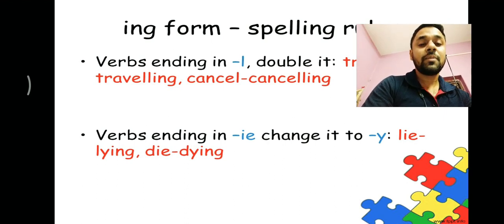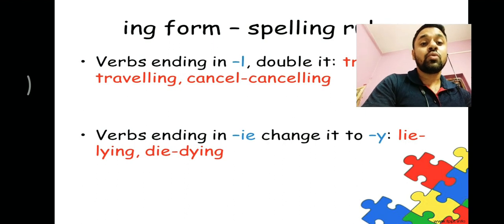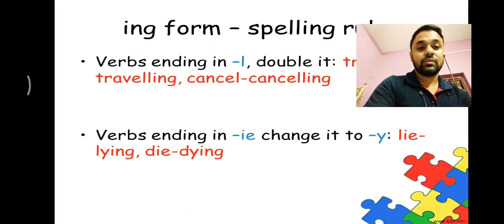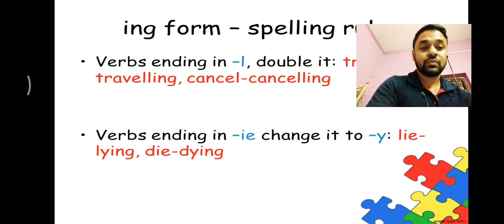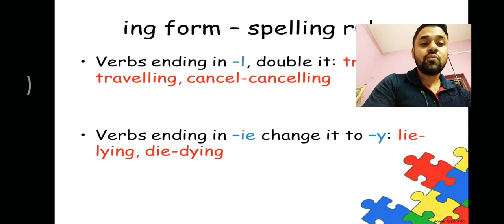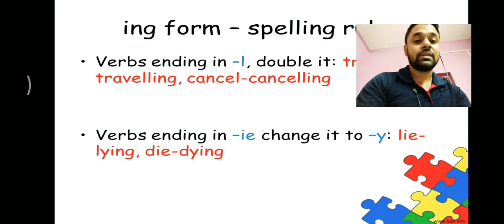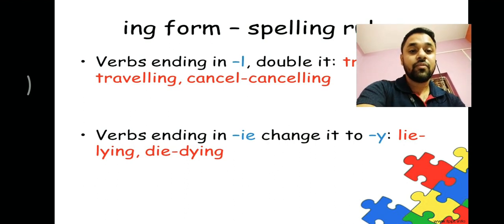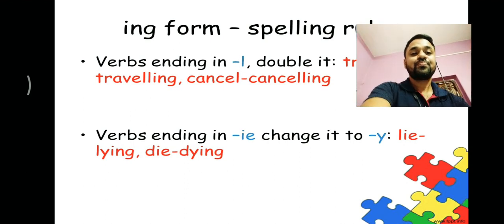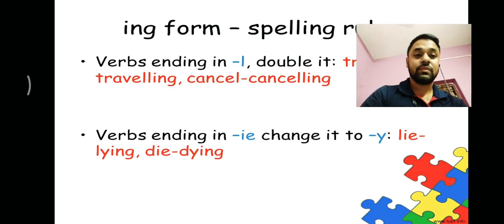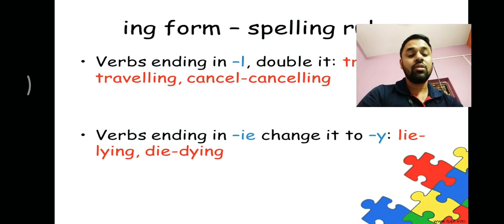Okay, verbs ending in e, it is not mentioned here. Verbs ending in e, drop the e. Write, W-R-I-T-E, writing, W-R-I-T-I-N-G, writing. Okay, we cannot keep the e while we are adding ing to the main verb.